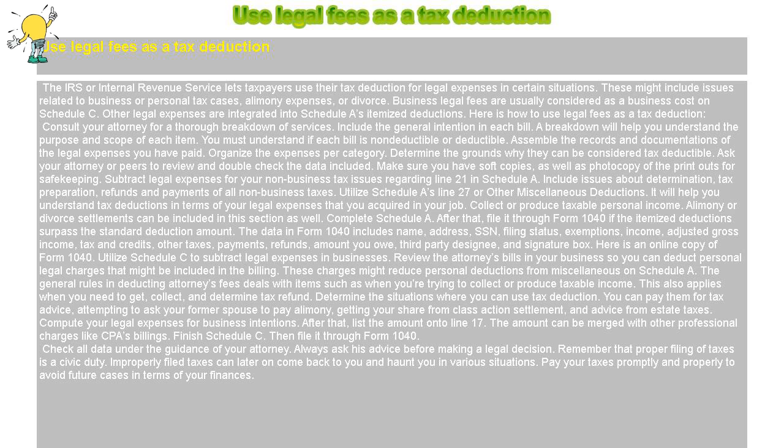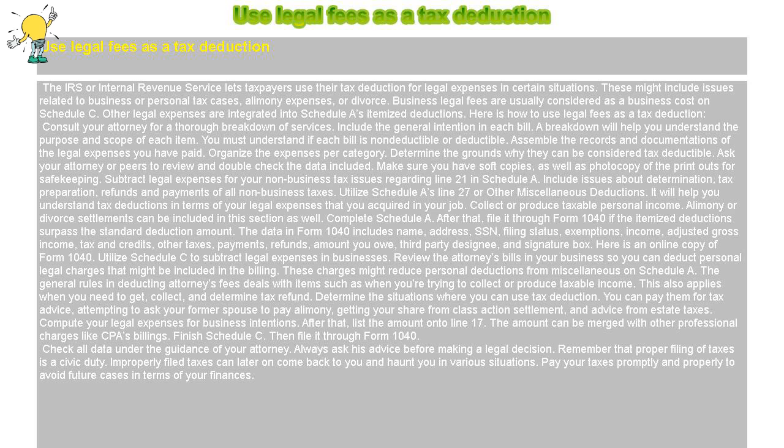Subtract legal expenses for your non-business tax issues on line 21 in Schedule A. Include issues about determination, tax preparation, refunds, and payments of all non-business taxes. Utilize Schedule A's line 27 or other miscellaneous deductions. It will help you understand tax deductions in terms of the legal expenses that you acquired in your job.